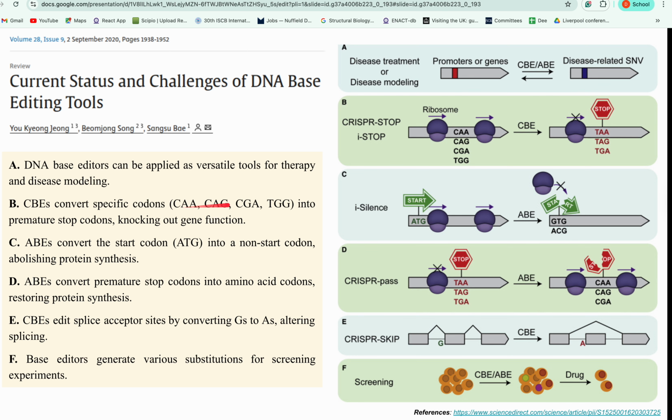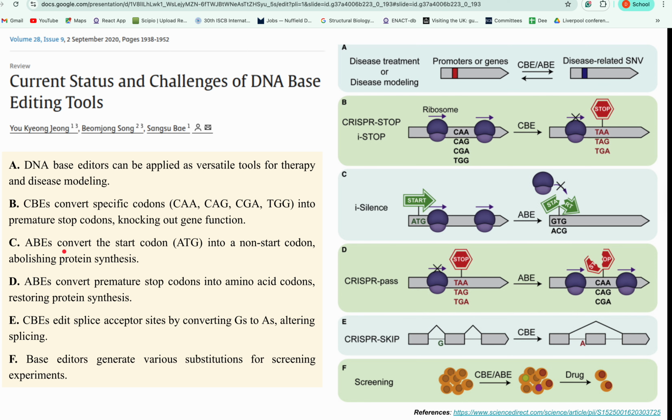So if a stop codon is present, it will lead to the knockout of gene function because it will terminate the protein synthesis. It will not allow my protein to be synthesized properly. So that's why we can knock out genes using these editors.